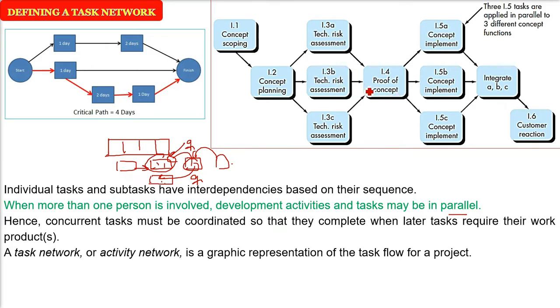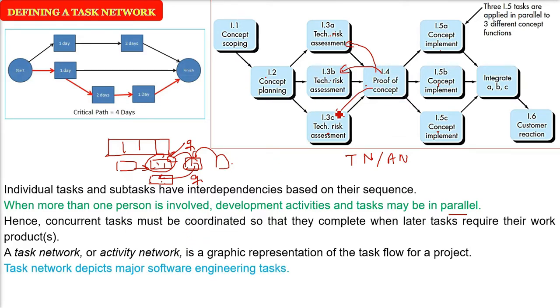This is a graphic representation of the task flow for a project. Task network, activity network. You used to see, it's like a computer network or a people network, a different kind of network. So here the network is of tasks. This is a graphic representation of task flow. Now this 1.3a, 1.3b, 1.3c, they are working in parallel. They are in parallel, but some are sequenced. So the task network depicts major software engineering tasks.